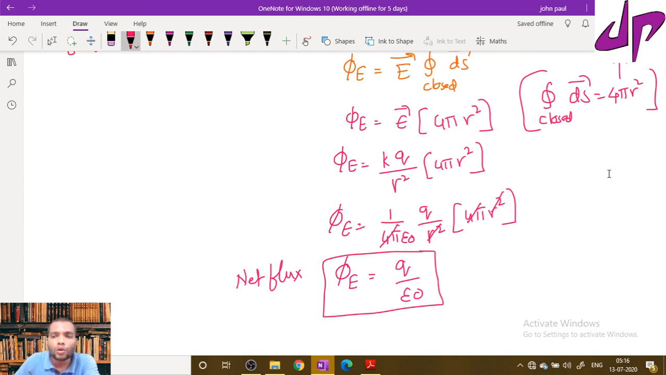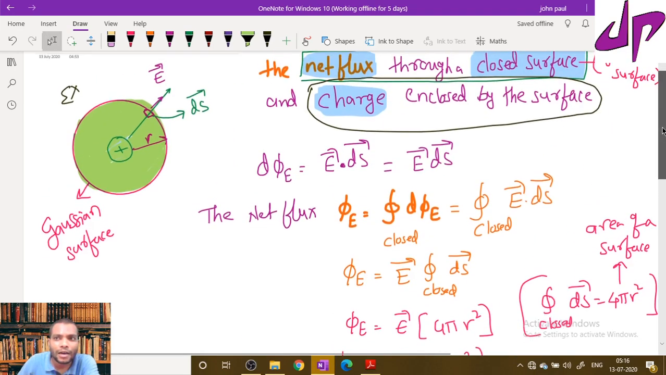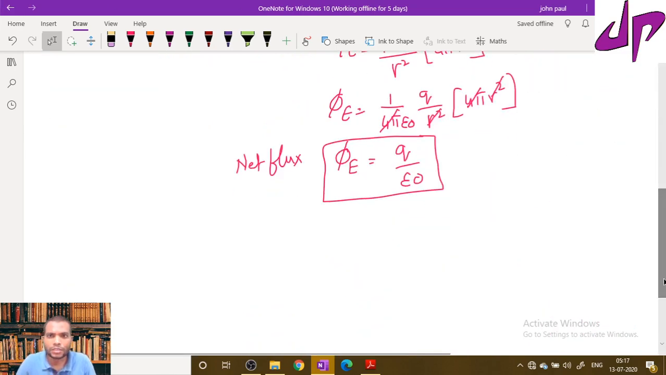So the total flux, that is our task. Our task is to find the total flux because of this positive charge. So because of this positive charge, the net flux through it in all the 3 dimensions gives the simplest relation, flux phi E equal to q by epsilon naught.